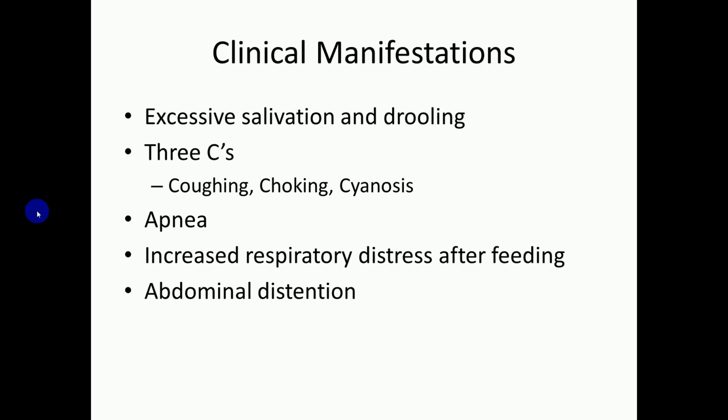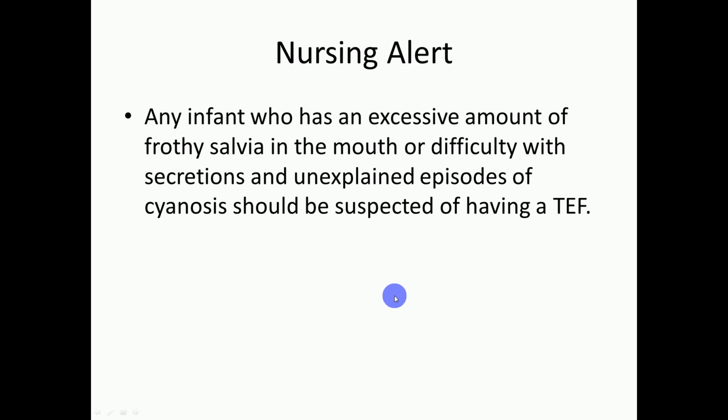All right, so what are the clinical manifestations? Like I talked about earlier, excessive salivation and drooling, and the 3 C's: coughing, choking, and cyanosis. So be looking for those. Apnea, increased respiratory distress after feeding, and abdominal distension depending upon the type. So nursing alert: any infant who has an excessive amount of frothy slob in their mouth, difficulty with secretions, and unexplained episodes of cyanosis should always be suspected of having some type of TEF with or without an EA.